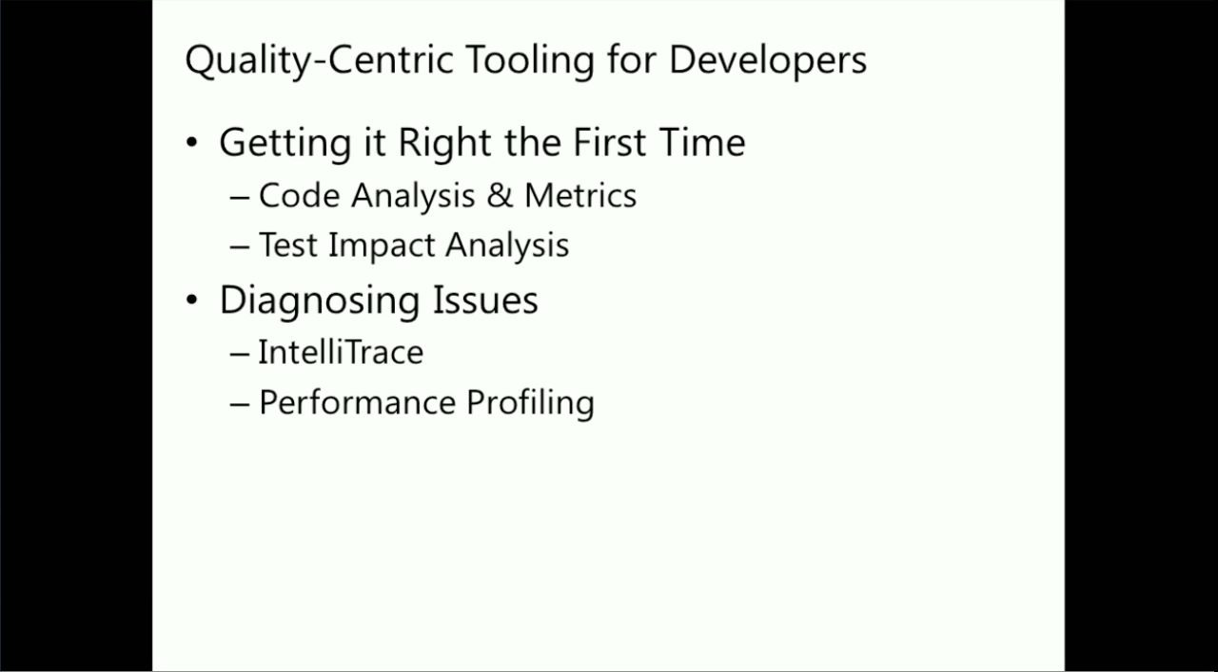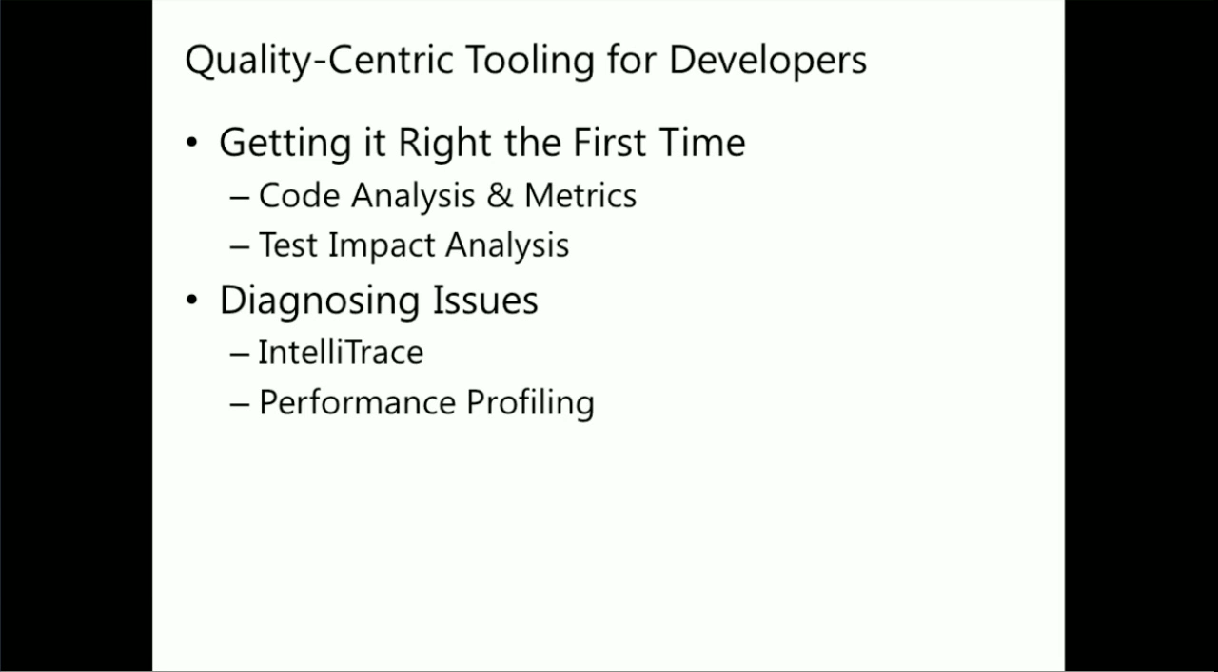For instance, on the first side of the fence, getting it right the first time, we're going to explore a couple of tools around code analysis, getting code metrics, and a new powerful tool in 2010, test impact analysis, to help you, the developer, get your code to the highest level of quality while you're writing it. Because it's much more difficult to correct code and refactor code and make it as rich as possible well after the fact it's been originally written.